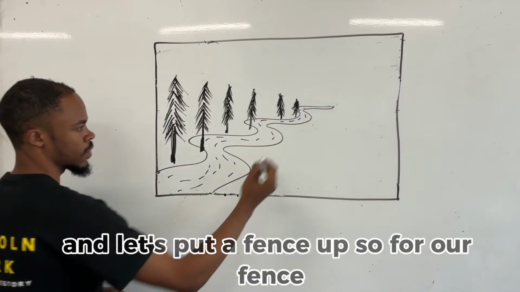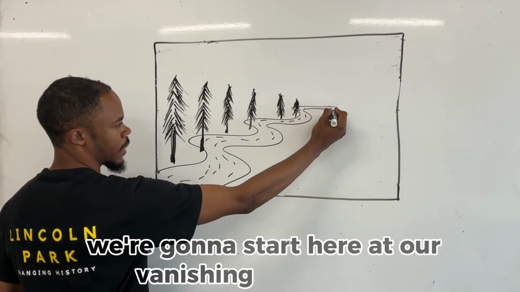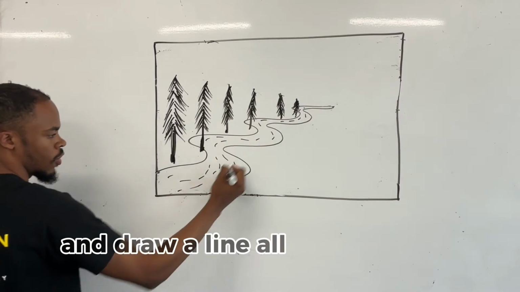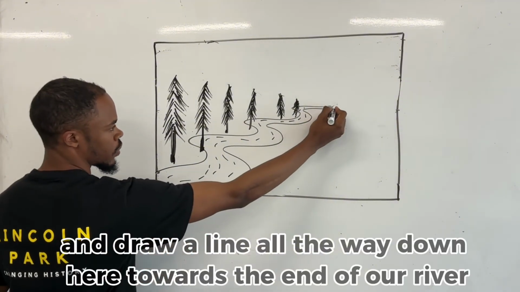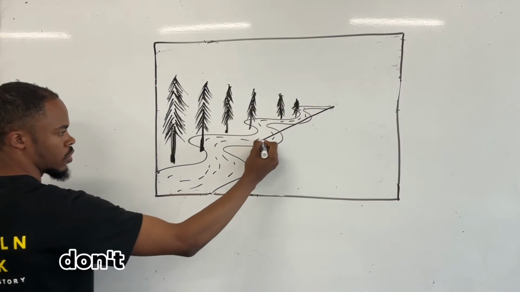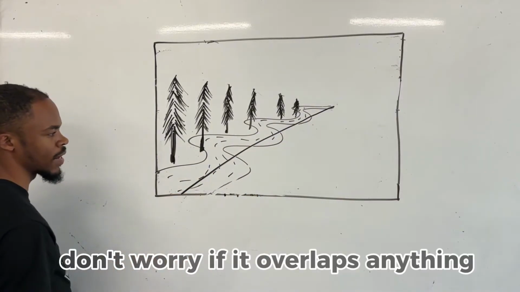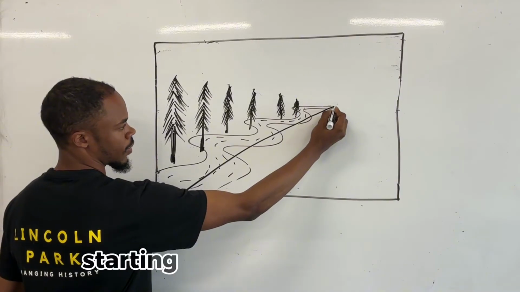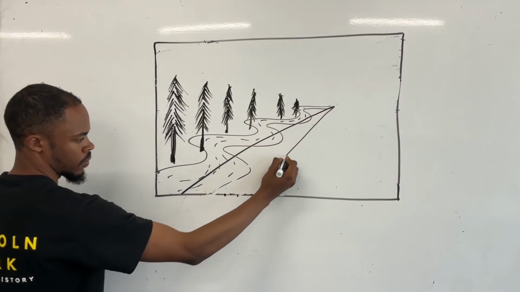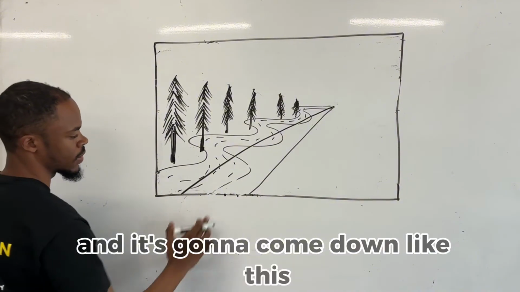So for our fence, we're going to start here at our vanishing point again and draw a line all the way down here towards the end of our river. Don't worry if it overlaps anything. That's okay. We're going to do the same thing now for the bottom of the fence, starting at the vanishing point. And it's going to come down like this.